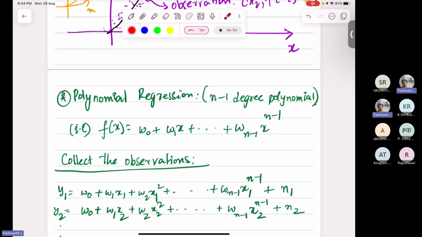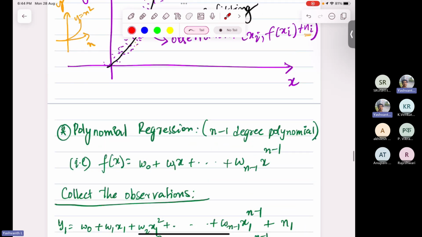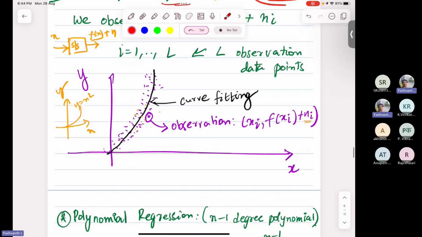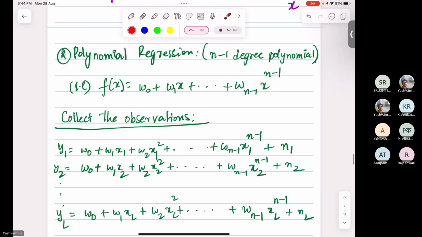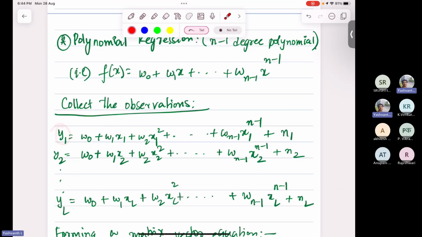Now what I do is I collect all the observations. I collect xi comma yi. That is what input I give and what output I get at the ith time instant or ith observation index.